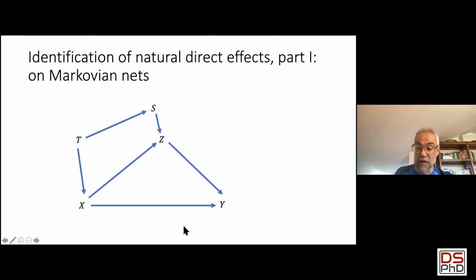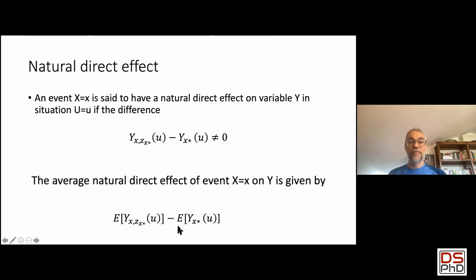So a natural direct effect, what is it? An event X is said to have a natural direct effect on the variable epsilon in a situation U if this difference is not zero. So the value of epsilon under X equal to x star differs from its value under X equal to x, even when we keep Z with the same value, so Z of x star, that Z attains under X equal to x star.